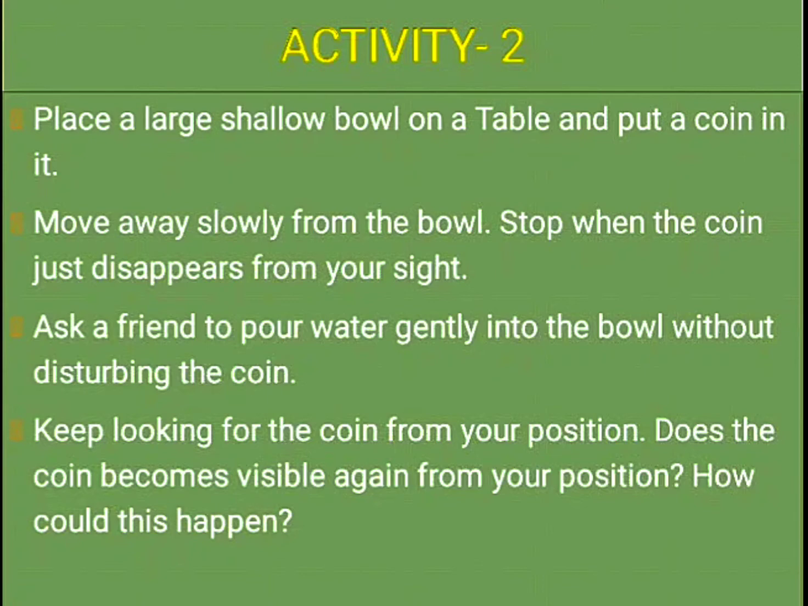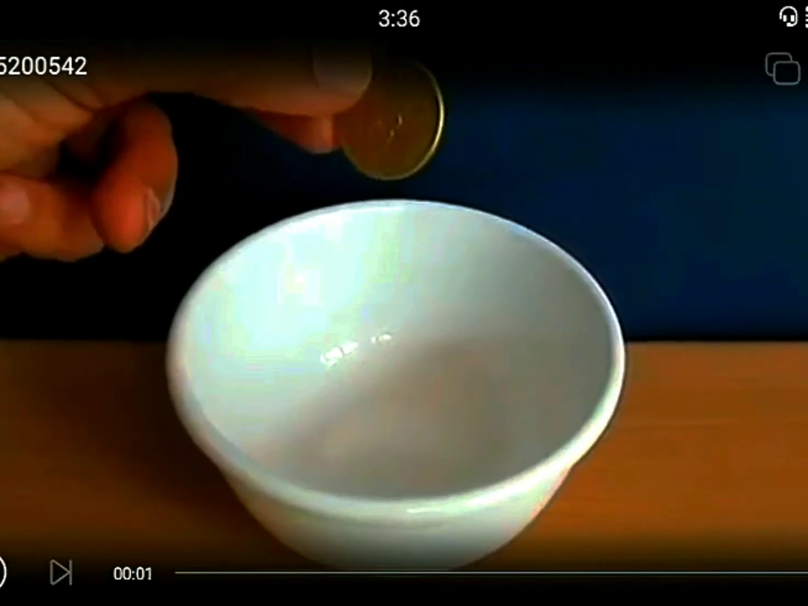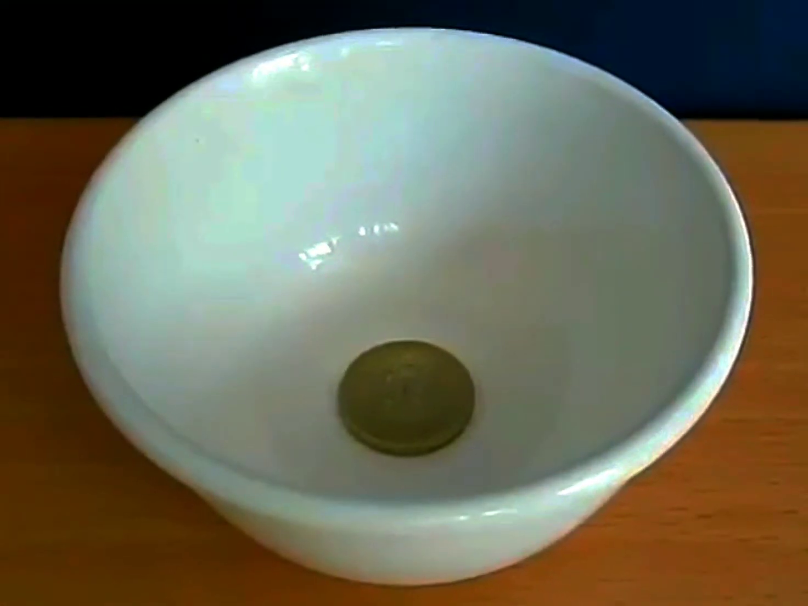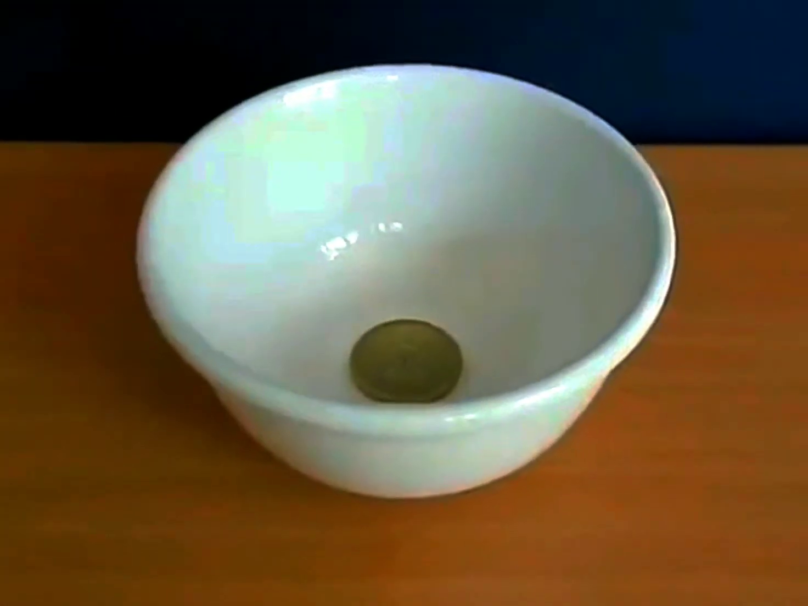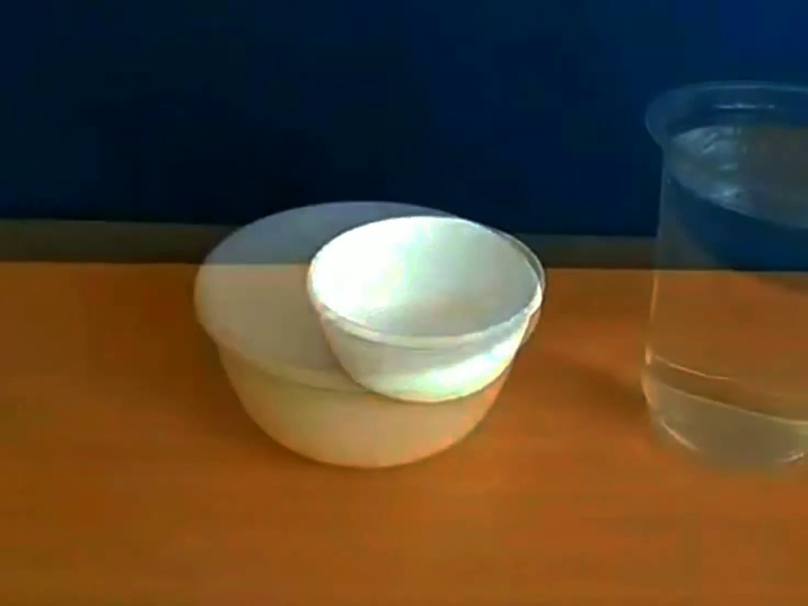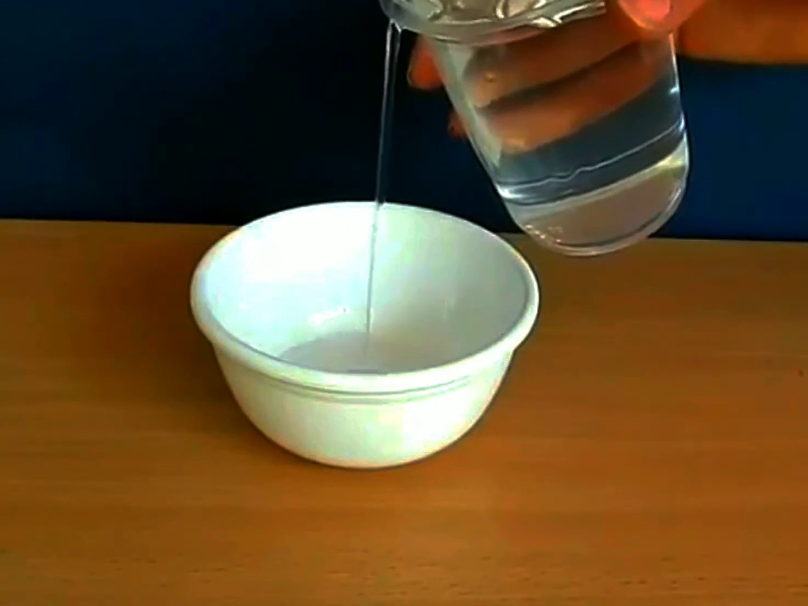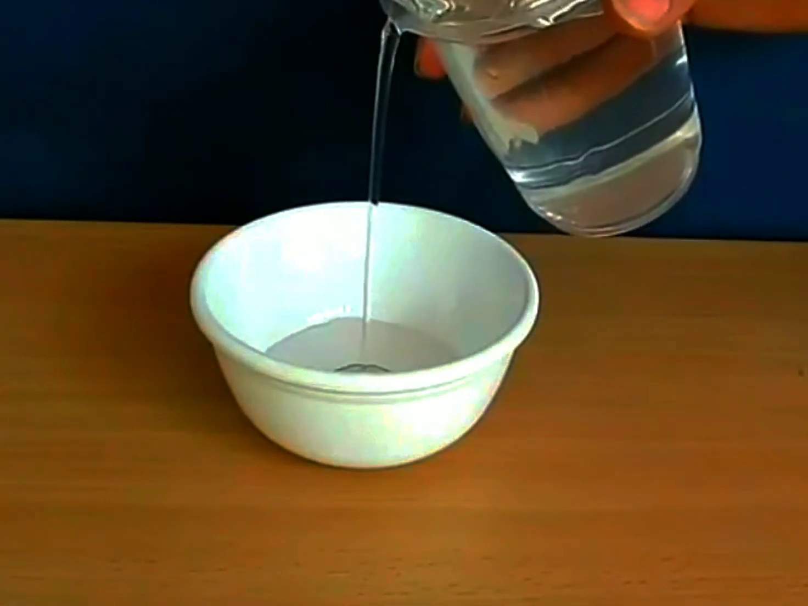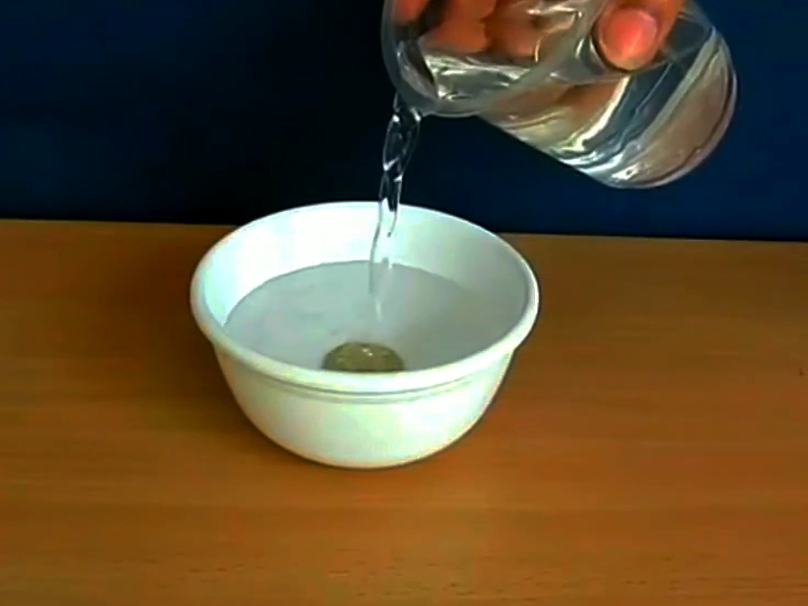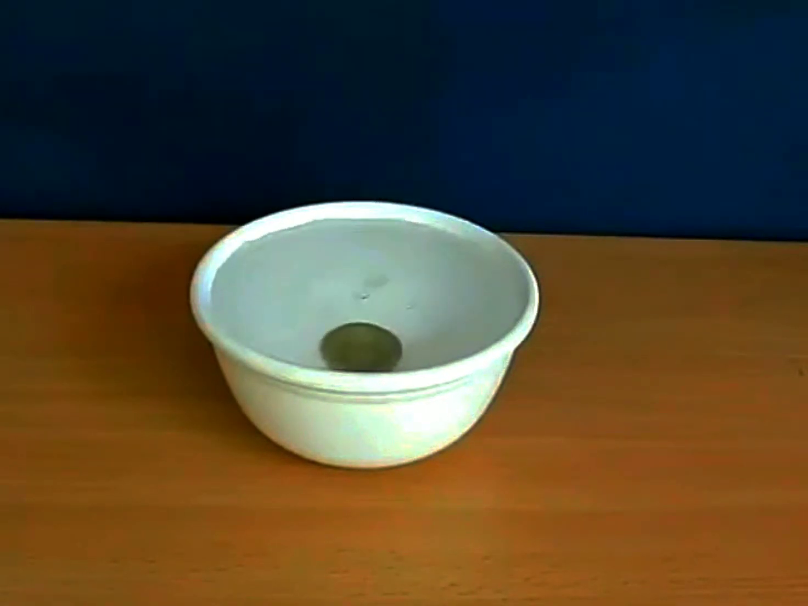How could this happen? So let's observe this activity. First, we will put the coin inside the bowl, and now we will move away from the bowl so that the coin disappears. Now we will ask our friend or someone to pour water in the bowl. Now slowly, the coin starts to reappear again. Now how did this happen?